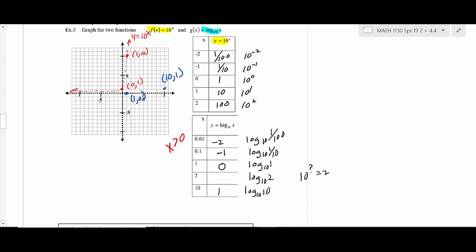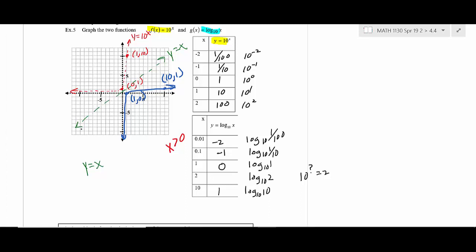And then the log will go like this. It'll go like that, and then it will approach the y-axis, so it's kind of like an asymptote like that. Okay, so that's the idea. The other thing that we learned was it's symmetrical about y equals x. And y equals x is just like a 45-degree angle, a straight line like that. And we learned when we were talking about inverses last week that the graphs are symmetrical about that line.